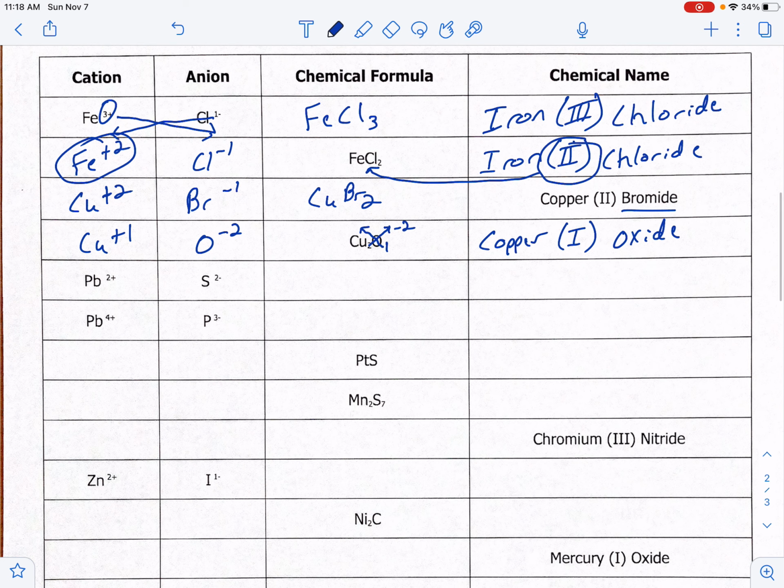Okay, let's look at the next one. I have Pb2+ and S with a -2. I can see that those are already balanced. All I've got to do is put those together, so PbS. And then my name is going to be, so Pb is lead, and then the charge of my lead is a 2, so it's a +2. And then sulfur becomes sulfide.